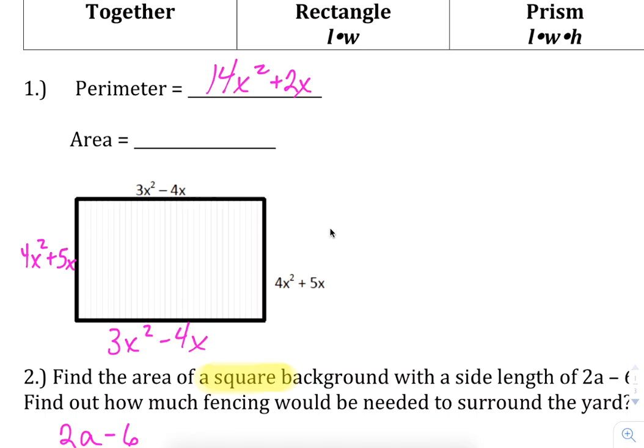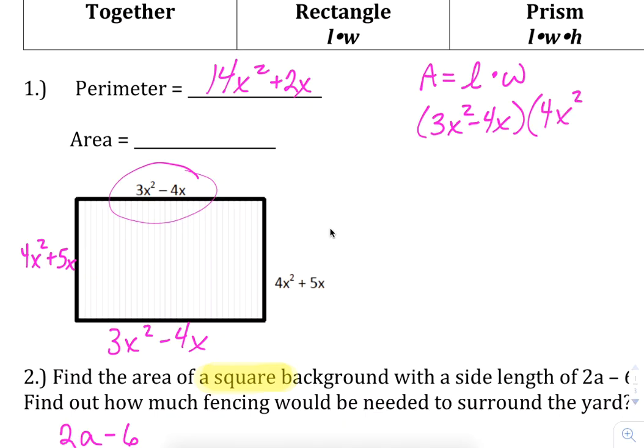For area, we're going to do length times width. So if I think about the formula, area equals length times width. It doesn't really matter which one you choose. I'm going to use, let's say, the top one. So my length is 3x squared minus 4x times my width. So 4x squared plus 5x. That's the second one. Okay? All right, so if I have those pieces and I see that I'm multiplying binomials, that means I'm going to need a Punnett square.